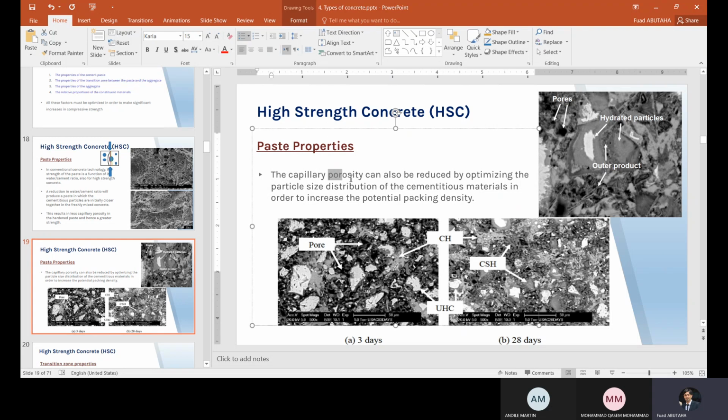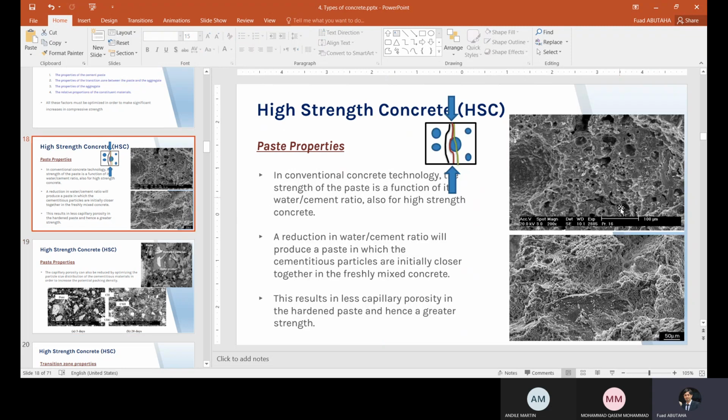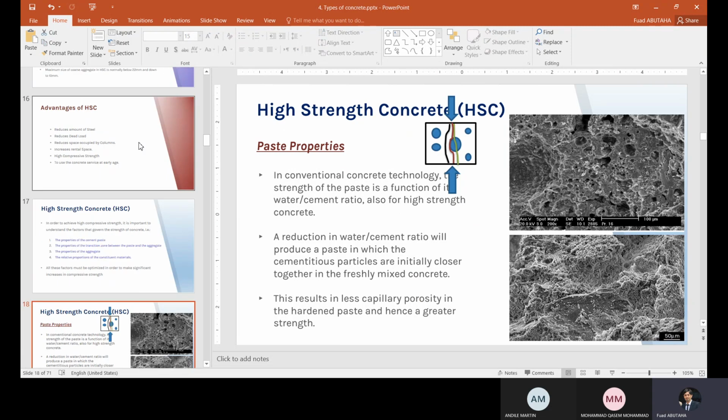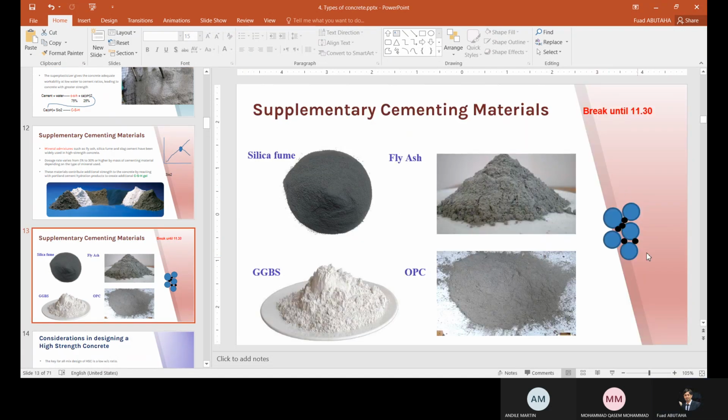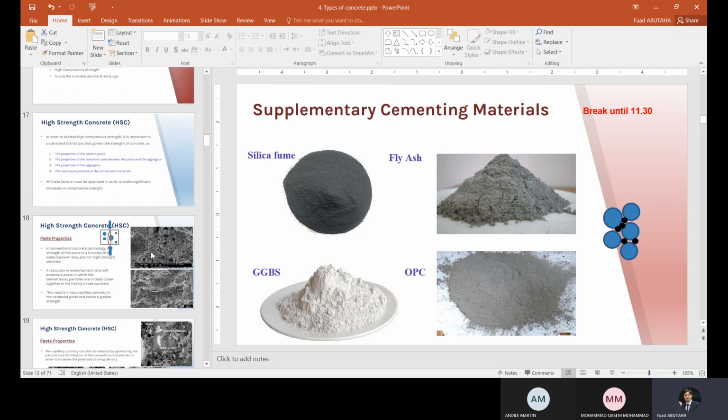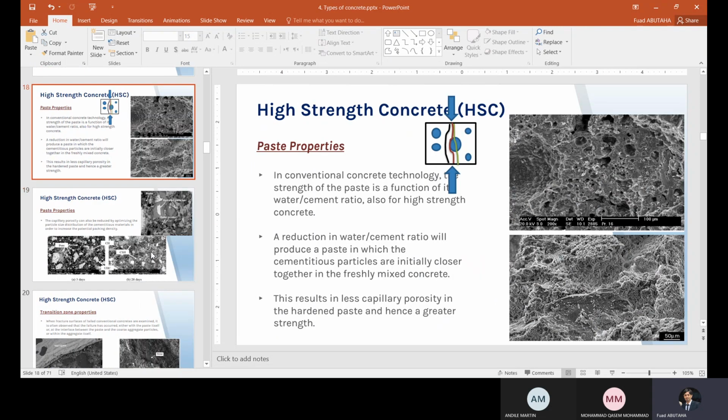Also, the porosity can be reduced by optimizing the particle size distribution of the cementitious material. Cementitious material, the mineral admixtures, is the same, by increasing the potential of packing density. This one is the same as filling all of this, and this is what we call packing. Increase packing, make it more compacted, and the particle size distribution.